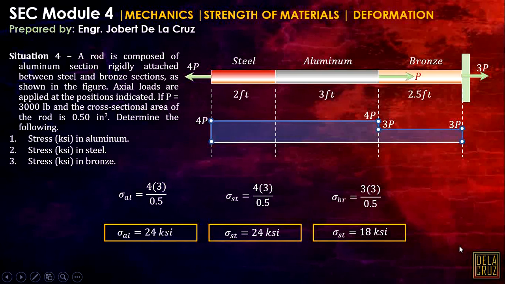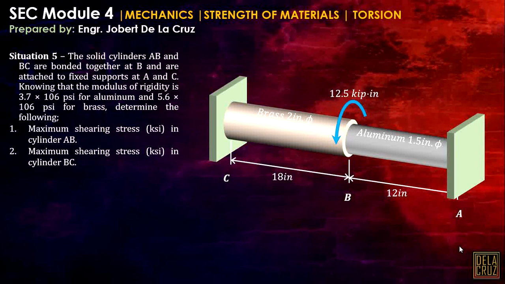Okay, another situation. The solid cylinders AB and BC are bonded together at B. This is a torsional problem. They are bonded at B and are attached to fixed supports at A, at this one, and also at C. Knowing that the modulus of rigidity is this one for aluminum and this one for the brass, times 10 raised to 6, determine the following: the maximum shearing stress in cylinder AB, and the maximum shearing stress in cylinder BC.